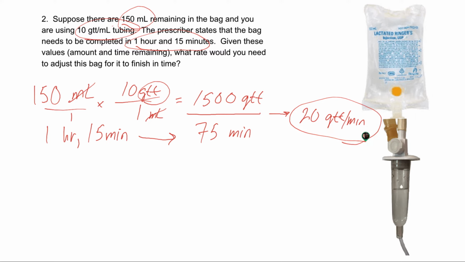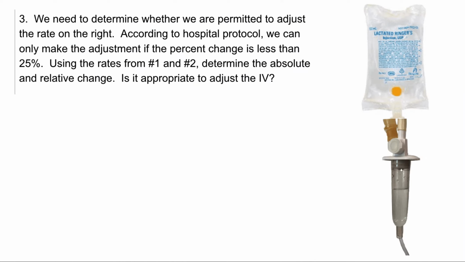I simplify this to be 20 drops per minute when I find that unit rate. So right now, this is operating at 44 drops per minute. In order for this to finish at the appropriate time, I would need to change it from 44 now down to 20. The question is, is that appropriate? Well, according to our hospital protocol, we can make that adjustment if the percent change is less than 25%.